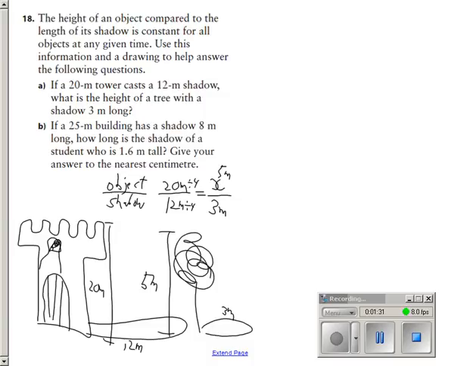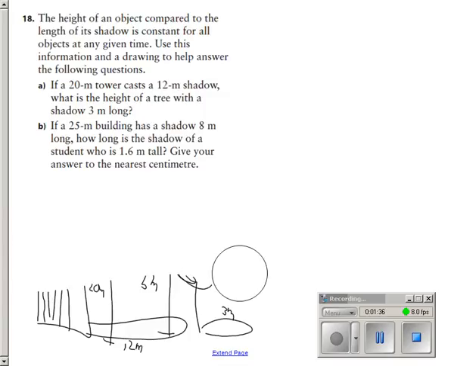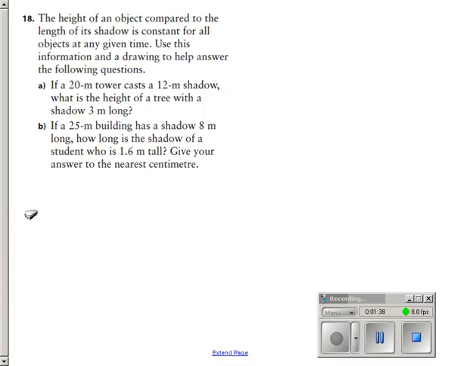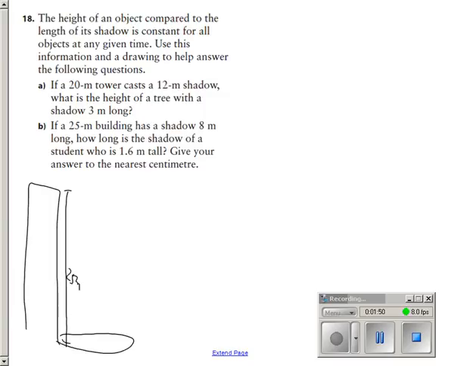Pretty nifty, isn't it? Hopefully I didn't go through that too quick. I did do it quick, but we'll erase this and look at the second one. The second one's kind of neat too. All right, the second one says if a 25-meter building, there's our building, it's 25 meters tall, has a shadow of 8 meters long, how big of a shadow will a 1.6 meter student, there's the 1.6 meter student, I realize it's disproportionate, but that's okay, how long will the shadow be?